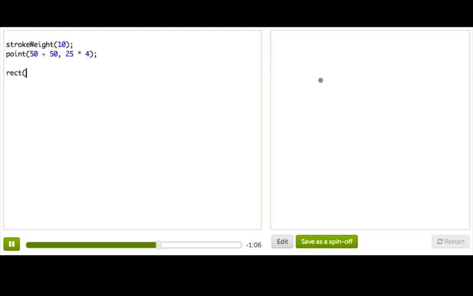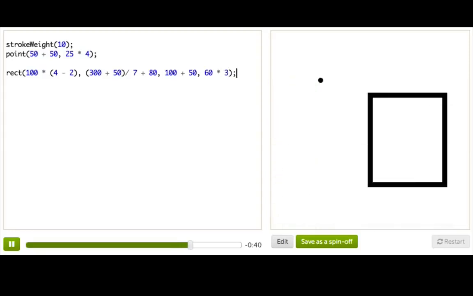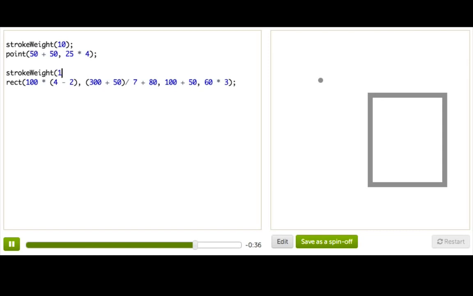Let's draw a rectangle, maybe at 100 times 4 minus 2, and then y-coordinate, give it 300 plus 50, divided by 7 plus 80, and maybe a width of 100 plus 50, and then a height of 60 times 3. How about that? Woo! That is a fat rectangle. Maybe I want to set the stroke weight to something smaller, like 10 minus 7.